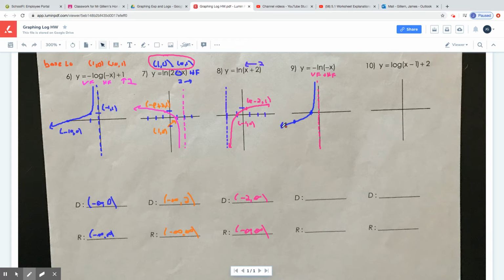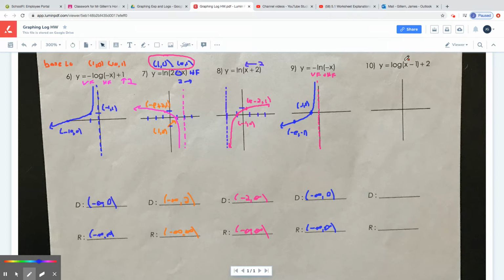Notice I don't have any really hash marks there. So it's change the sign of both. It's negative e, negative 1. As long as it's labeled, I don't need to see anything. All right, and then 1, 0 is negative 1, 0. Okay. Domain is negative infinity to the vertical asymptote, which is 0. The range is negative infinity to infinity.